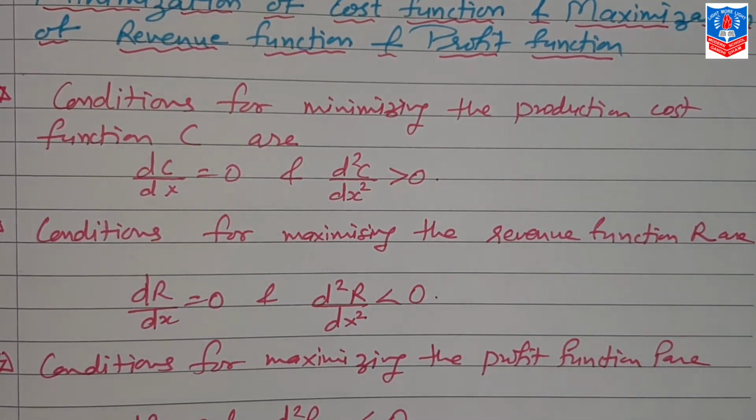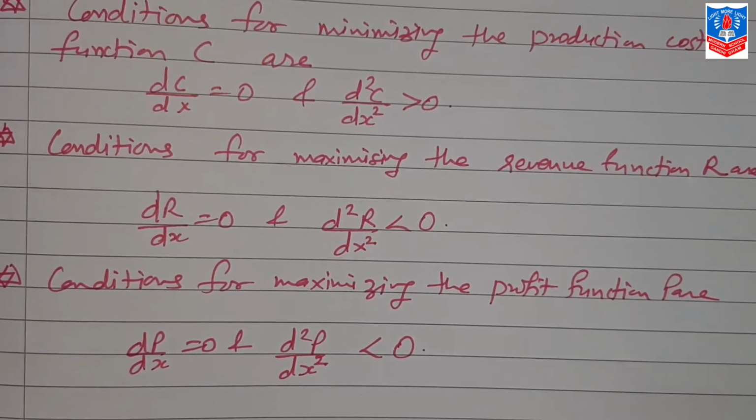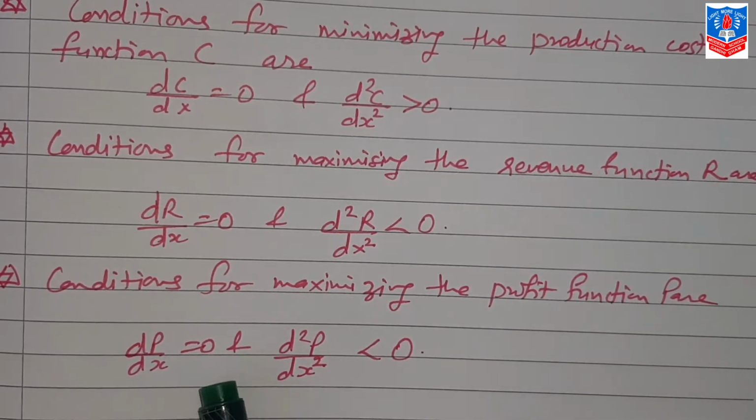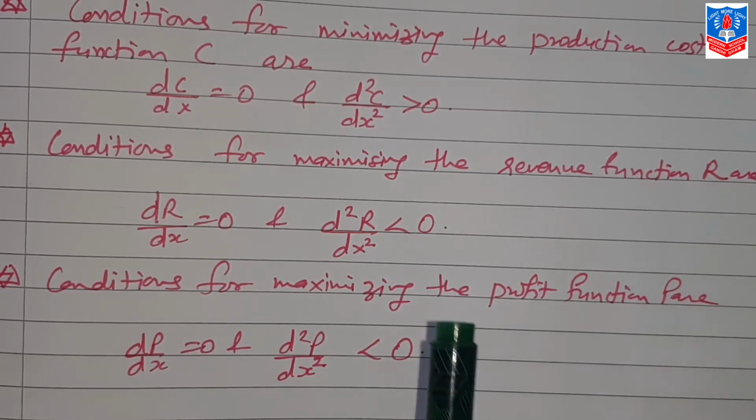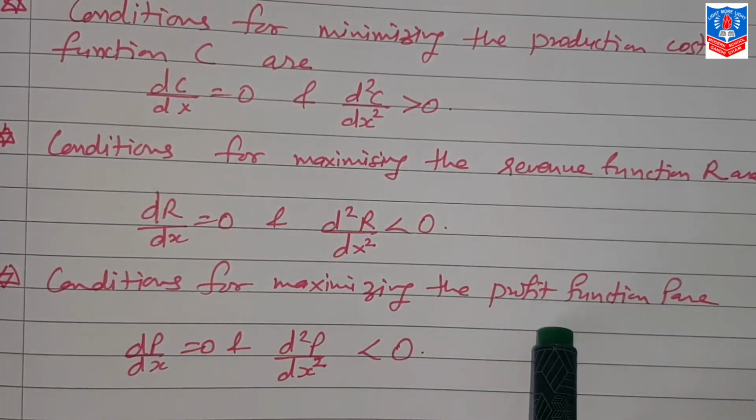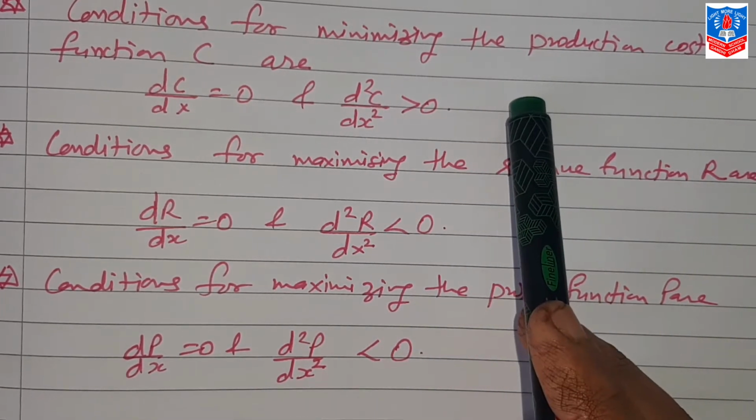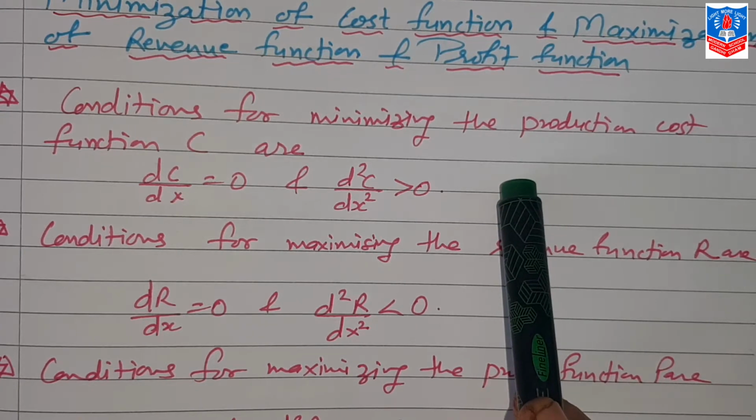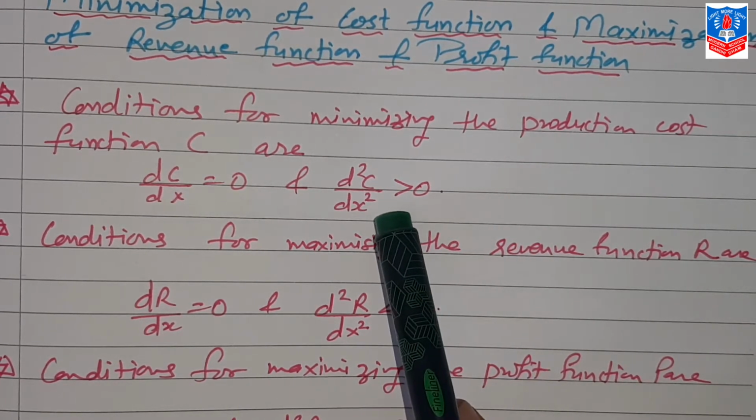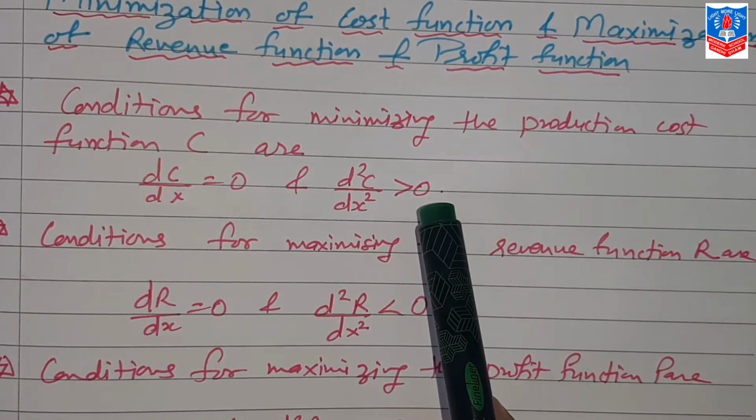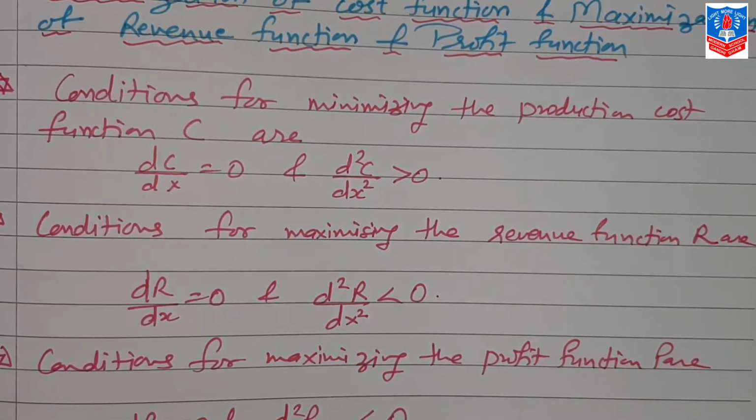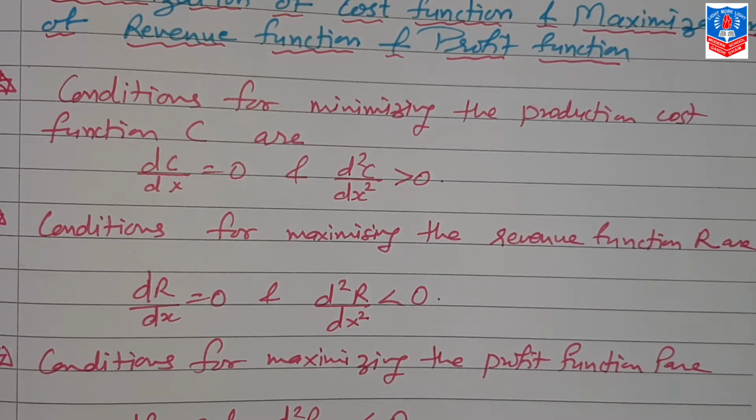Now third, the conditions for maximizing the profit function P. That is dP/dx is equal to 0 and d²P/dx² should be less than 0. So for maximizing revenue or maximizing profit, the second order derivative should be less than 0, while for minimizing production cost C, the second order derivative should be greater than 0. So let us now start sums based on these.